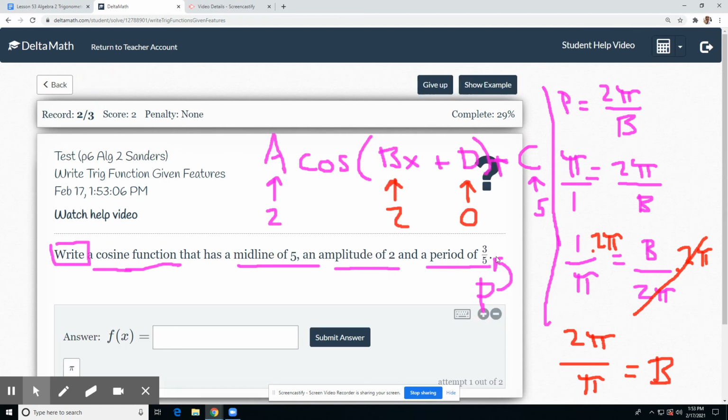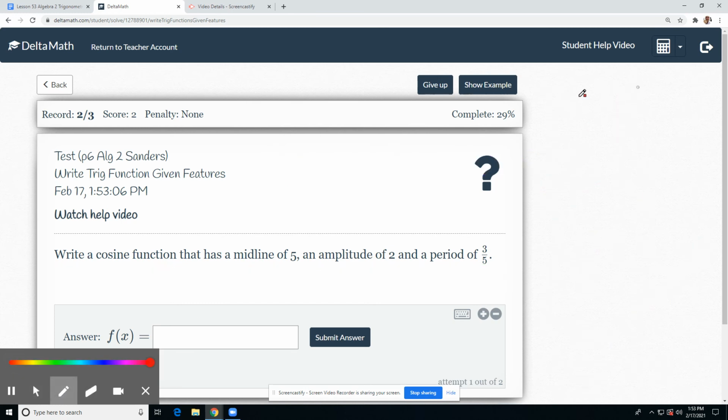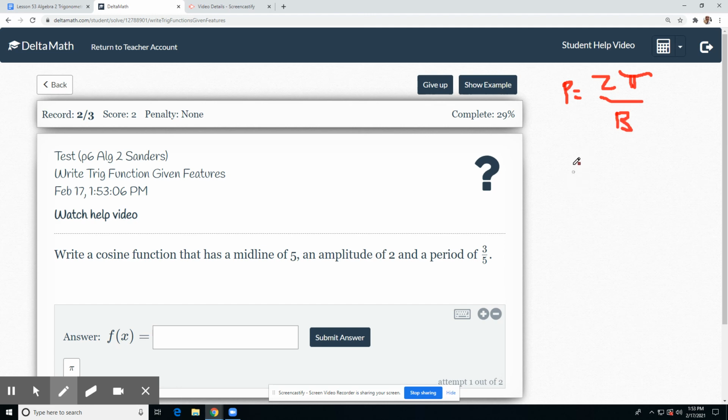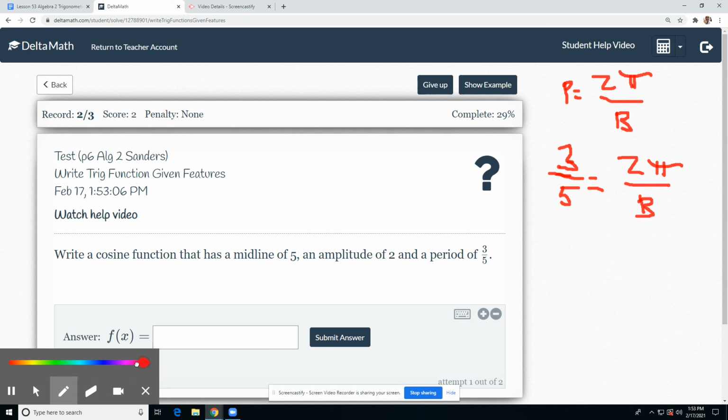Okay, not too bad. We got a period of 3/5. Let me just go ahead and do that real quick. So P is equal to 2 pi over B. So we're solving for B here. I'm going to plug it in. We got 3/5 here for our period. 2 ways of doing it. The reciprocal way would work really well. I'll go ahead and do the other way, alternate back and forth. So we're going to go ahead and times by B to get it out of the bottom.